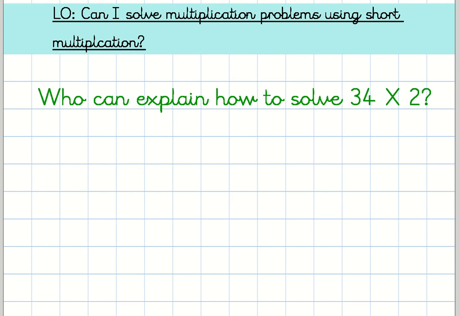So have a think, who could explain how to solve 34 times 2? Is there someone in the room you could explain it to, or could you have a go at just writing it down yourself? Let's work through it together. So the first thing we need to do is lay out our calculation. So we've got 34, and we're going to multiply it by 2. So I'm going to have my 4 in my 1s column, my 3 in my 10s column, and I'm going to put that 2 underneath.